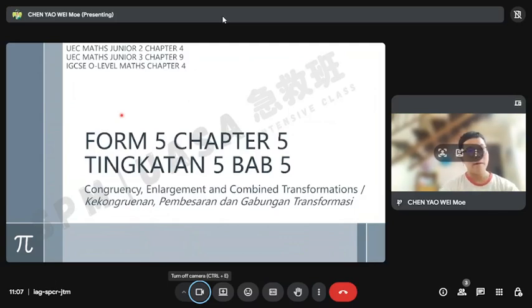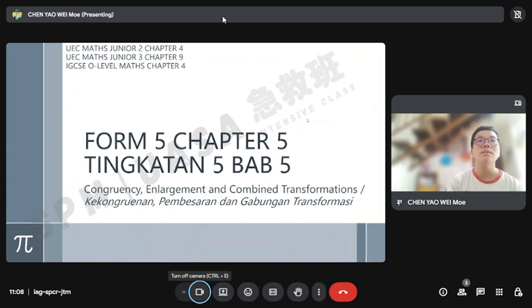Hi everyone and welcome to our Maths from Pi Chapter 5: Congruency, Enlargement, Compile, Transformation. One of the chapters that is very easy for you, because if you know what is reflection, translation and rotation, then in this chapter you can continue to learn more about transformation. Okay, so now let us focus on our first topic, that is called congruency.